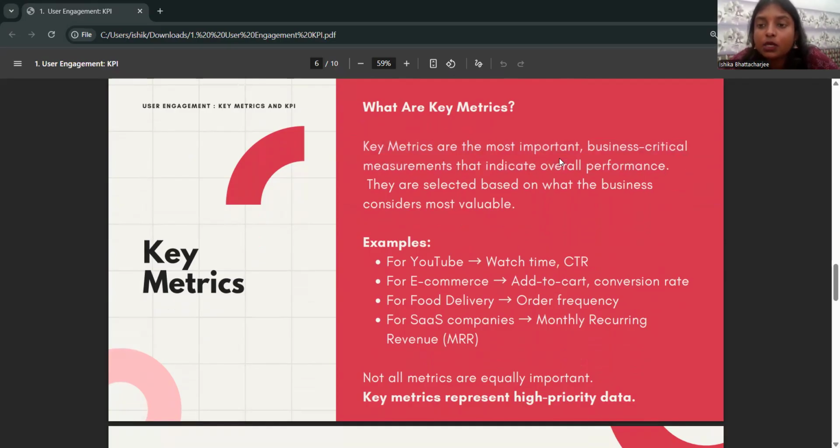So it's the most important business critical measure. So it actually focuses on the business. It's not just the metric of measuring something. It measures, but on the most important business critical measurements. Okay. So they are selected based on what the business considers most valuable.